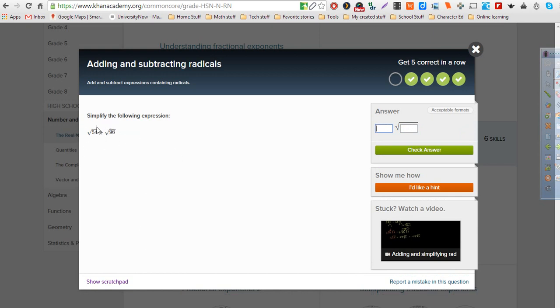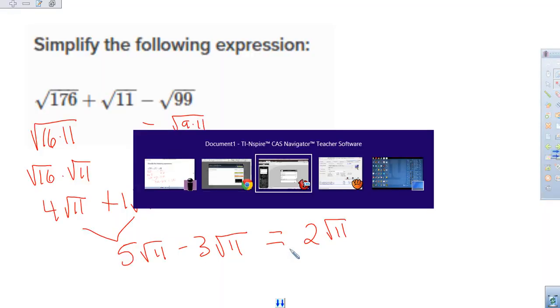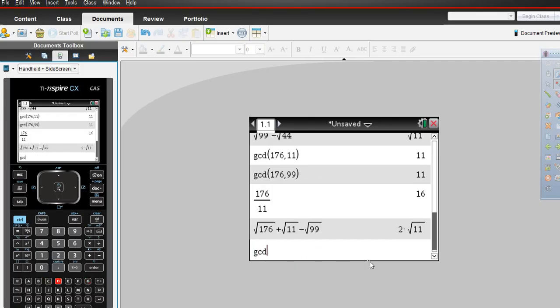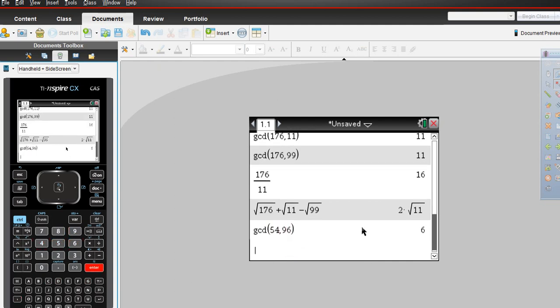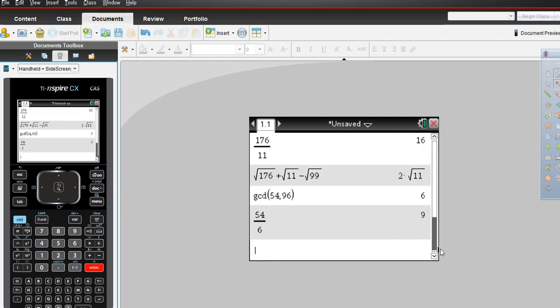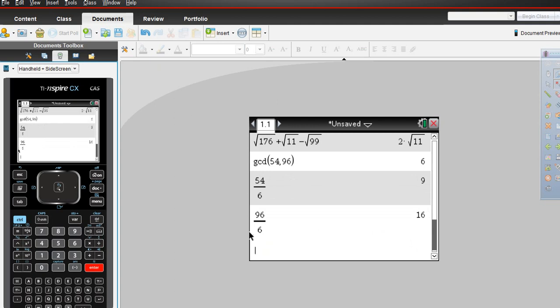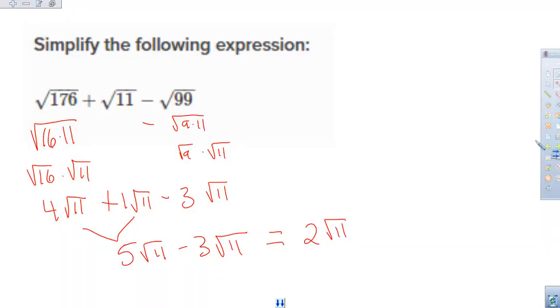I'm looking for the greatest common divisor of 54 and 96. So let's use my calculator and find the greatest common divisor of 54 and 96. And I see that they both can divide by 6. So 54 divided by 6 is going to give me 9. In other words, 6 times 9 is 54. And 96 divided by 6 is equal to 16. So I can rewrite 54 as 9 times 6 and 96 as 16 times 6. So let's do that.